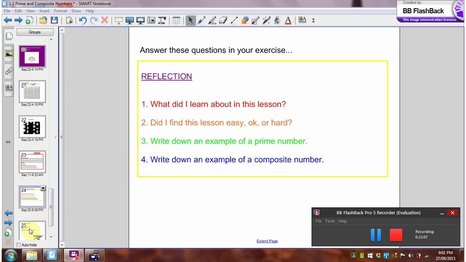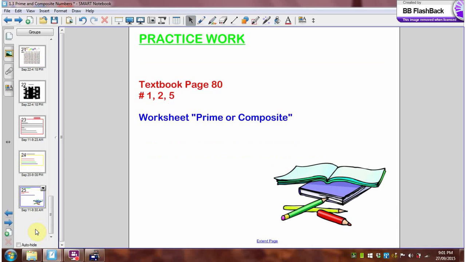Okay, and the last thing, guys, here's your practice work. Not very many questions from the textbook, but we have a little worksheet to go along with that, and you'll have some time in class to work on that. So that's section 1.3, prime and composite numbers. Make sure you know what is a prime number and what is a composite number, and make sure you get your practice work done.